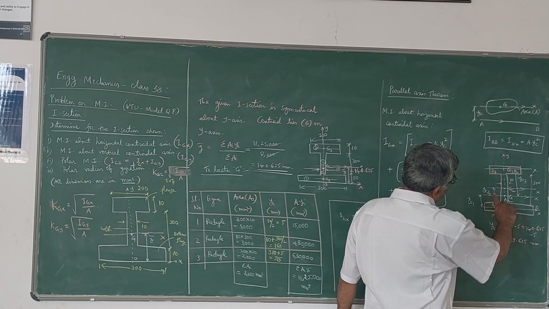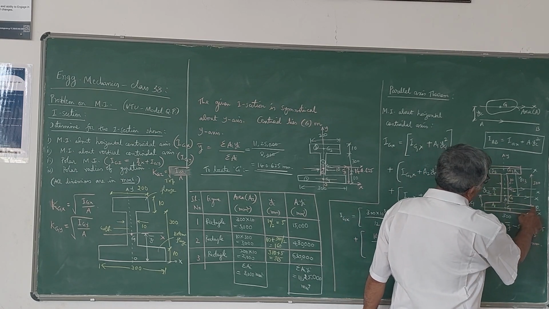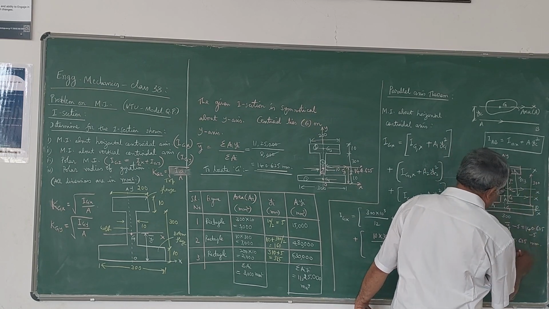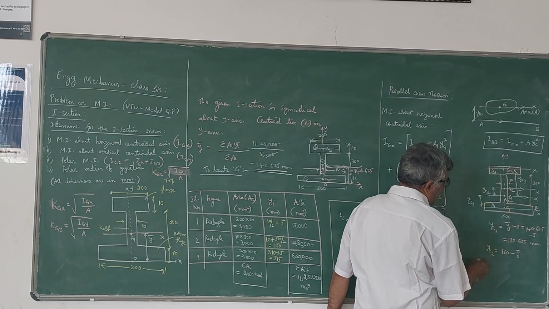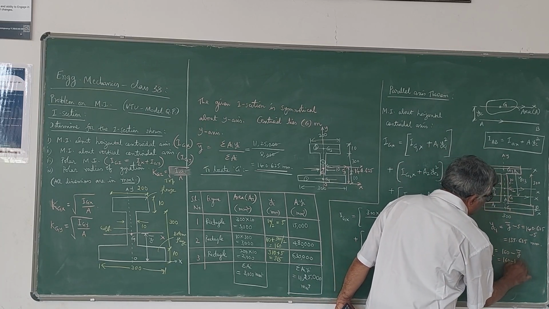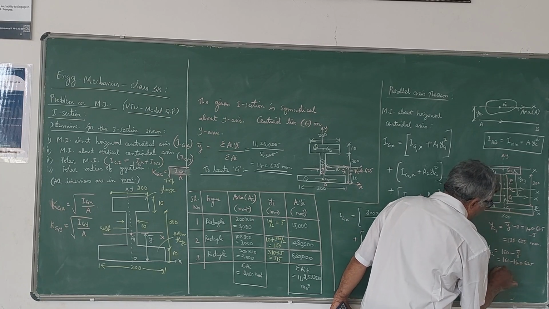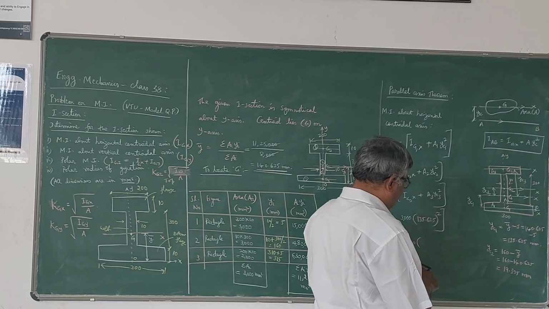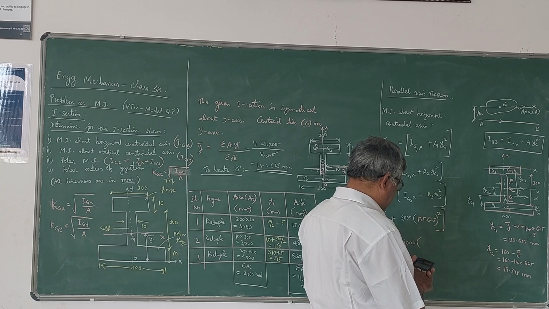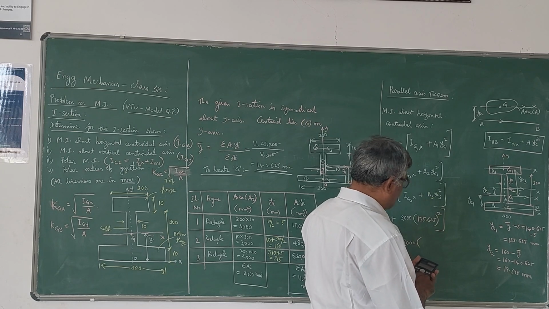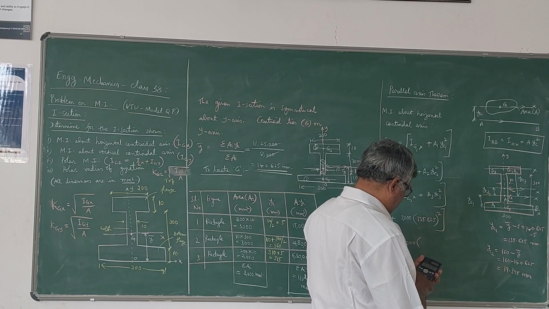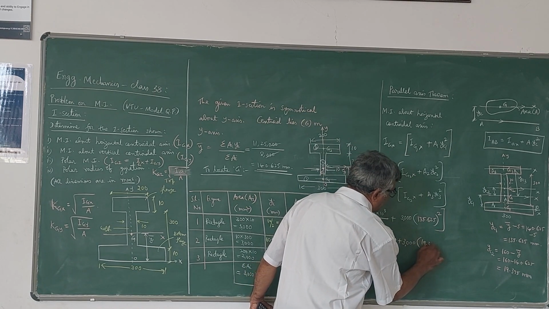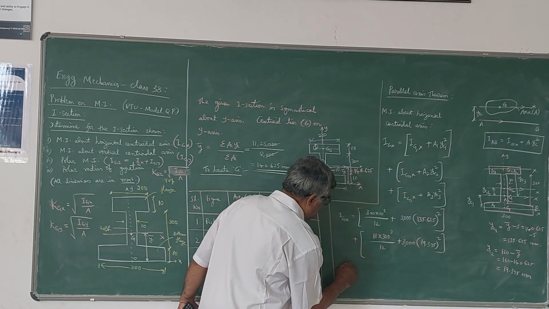So YC2 is equal to the distance between these two centroids, G and G2. We can find that this distance is 10 plus 150, that is 160. So 160 minus y bar is the value of YC2, that is 160 minus 140.625, which is 19.375 mm. So this value is 19.375 square, plus for the third rectangle.